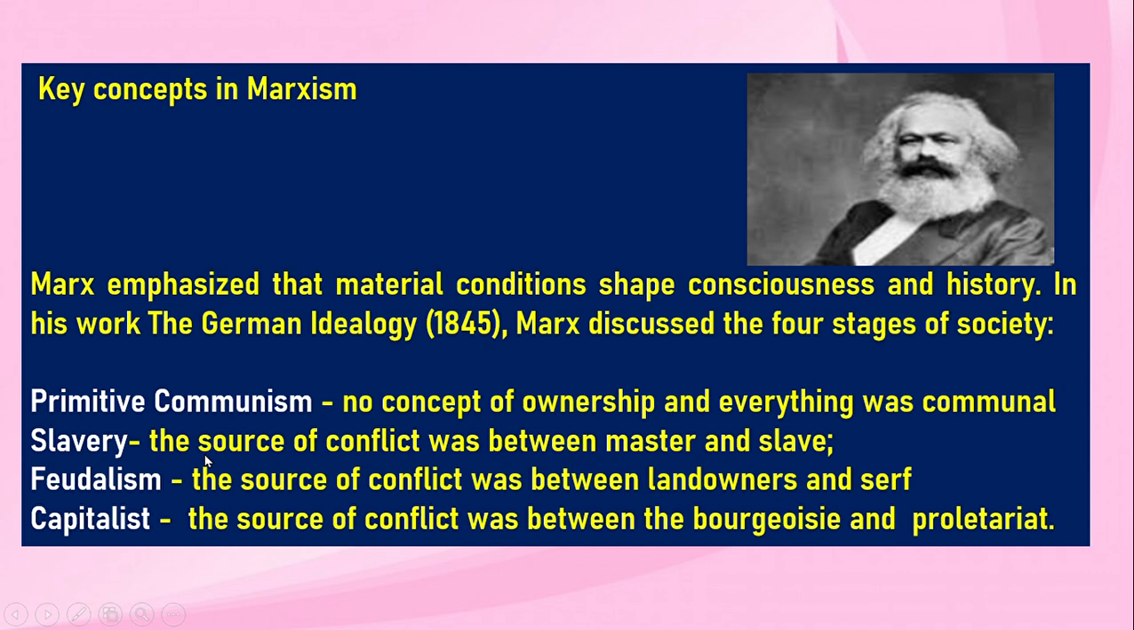And then slavery, wherein the source of conflict was between the master and the slave; and feudalism, wherein the source of conflict was between the landowners and the serfs; and capitalism, wherein the source of conflict was between the bourgeoisie and the proletariat. So when we say bourgeoisie, they are the capitalists, the owners of production, and the proletariat are the workers.